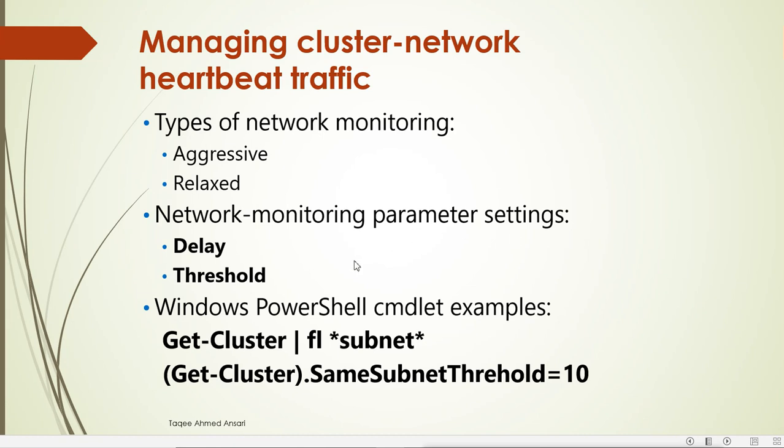Now in the PowerShell command line you can run this command, Get-Cluster with the full setting, if you want to see only subnets. With Get-Cluster, we can run the same with SameSubnetThreshold equal to 10. This will change the subnet threshold. So we can check the cluster subnets, and then also change the subnet threshold by using this command.